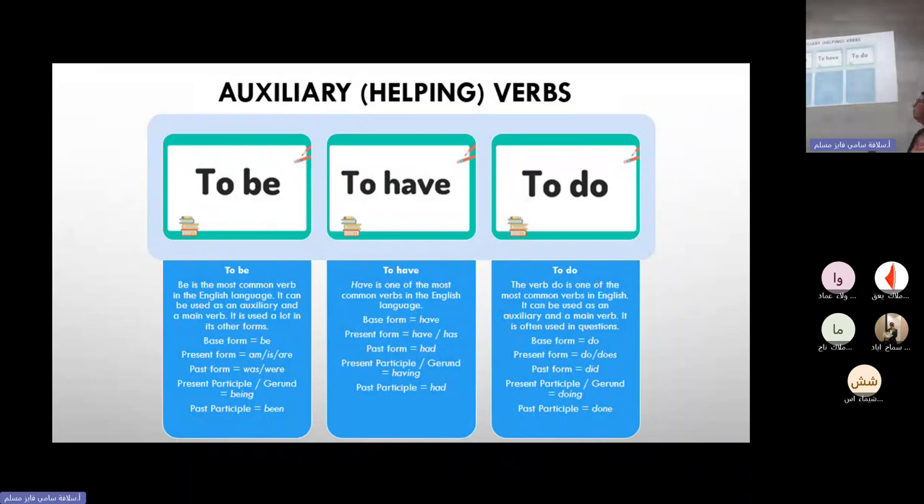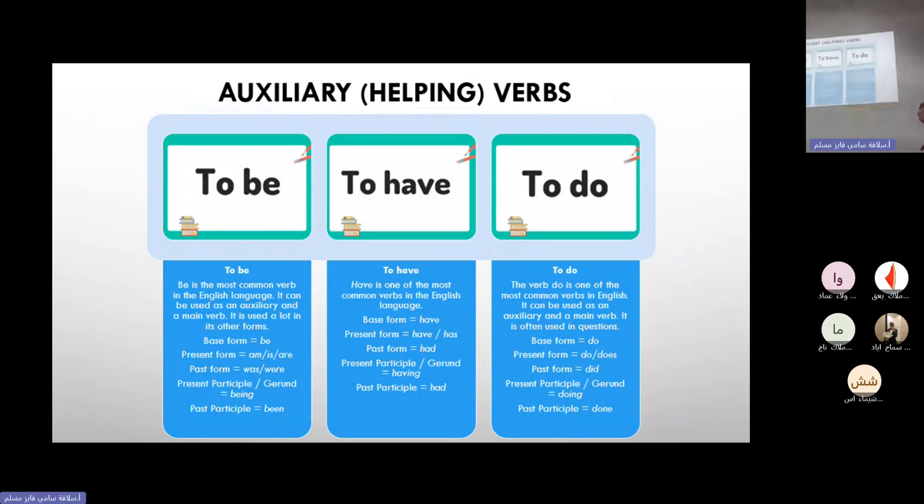This is the verb to be. The verb to have is one of the most commonly used verbs in English. It can be used in different forms. The base form, the verb to have, the present form have or has, past had, present participle or gerund having, while the past participle is had.